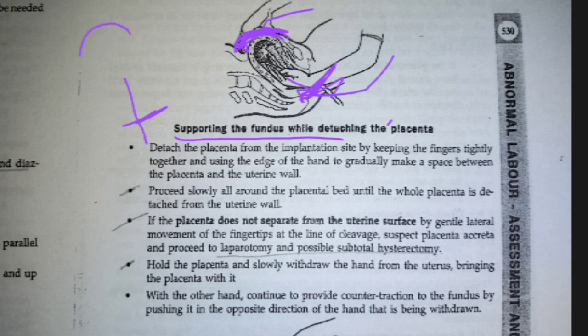Even at that condition, the placenta is not getting detached. Then they will use their fingertips to detach the tips, the edges of the placenta. To detach the edges of the placenta, they will use their fingers and then they will remove the placenta. This is the second method.